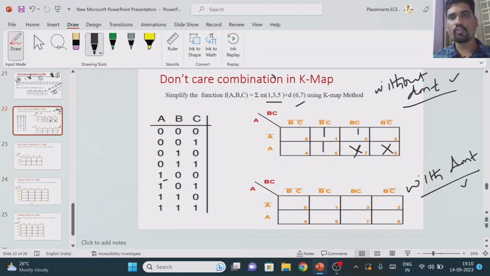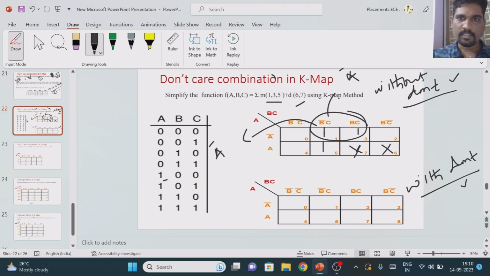Now what group will you be getting, guys? You will be getting a group something like this, right? What is the answer for this group? A bar into, because this belongs completely to A bar, right? So here B bar gets cancelled, C remains C. So what is the product term value here? A bar C. Next, what is the one more possibility, guys?